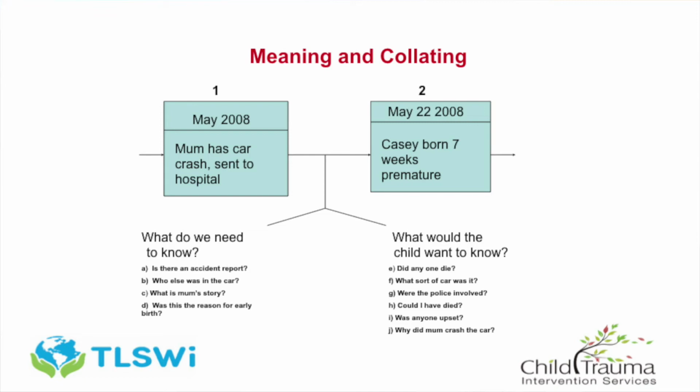The reason we do this is because often when we read something, we might assume something's happened that hasn't happened, i.e. this one here. So in May 2008, Casey's mum has a car accident, and on May 22nd, 2008, Casey's born premature. If you have no other information, what might you assume has happened here? Anybody want to take a risk? You won't be wrong necessarily.